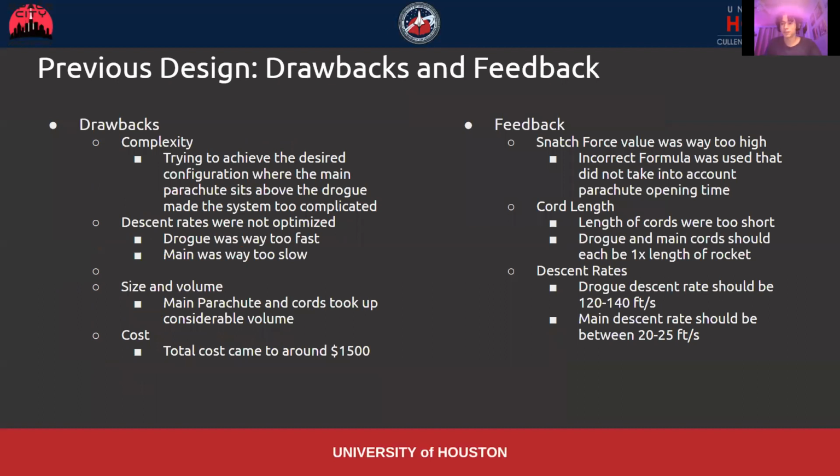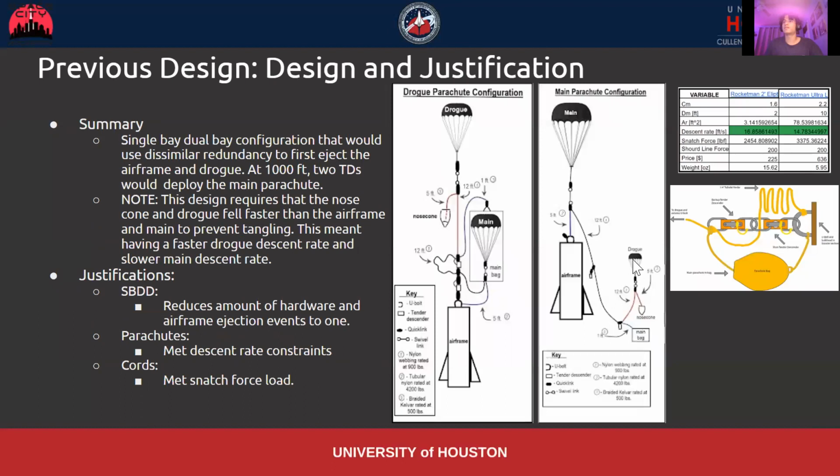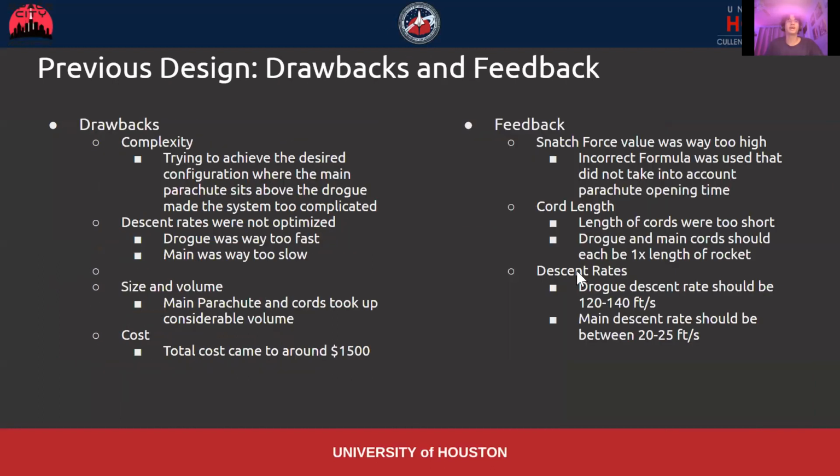And that takes us to our drawbacks. So trying to achieve that configuration where the nose cone and the drogue would have to sit above the main and the airframe, that meant that we had to mess around with the descent rate a lot, and our parachutes were kind of not optimized very well. This takes us to this point over here. The main parachutes and the cords took up a considerable volume. Again, that was because our snatch force was wrong. So we needed these really strong components that were bigger.